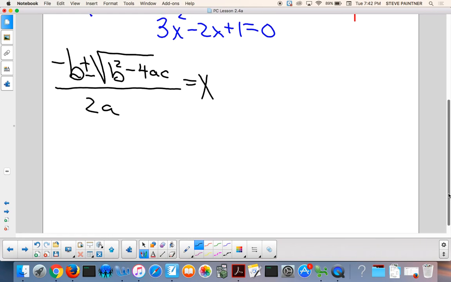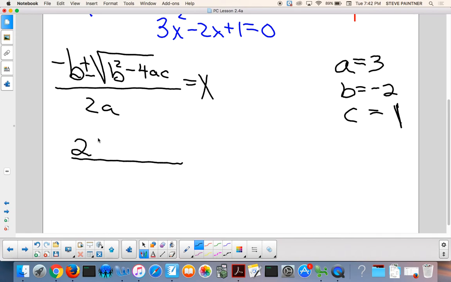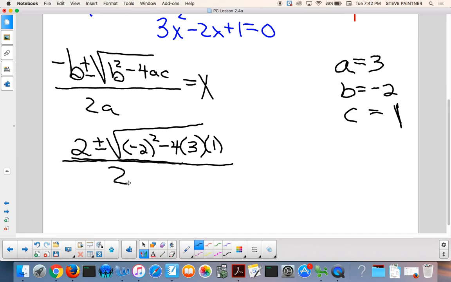So your answer will be... you've got to know your A, you've got to know your B. A is 3, B is negative 2, C is 1. Okay, so here I go. Negative B, which is 2, plus or minus the square root of B squared minus 4 times A, 3, times C, 1, all of it over 2 times A. You are going to get 6 on the bottom. You are going to get 2 plus or minus.